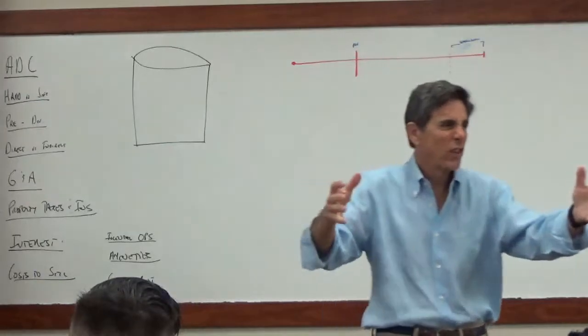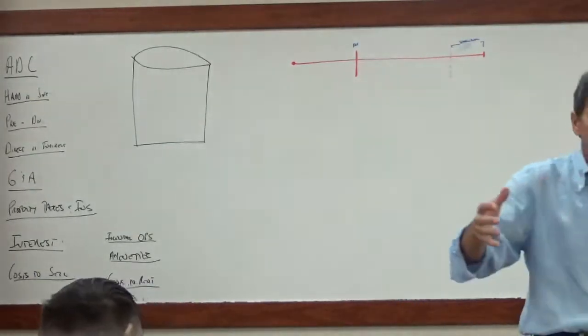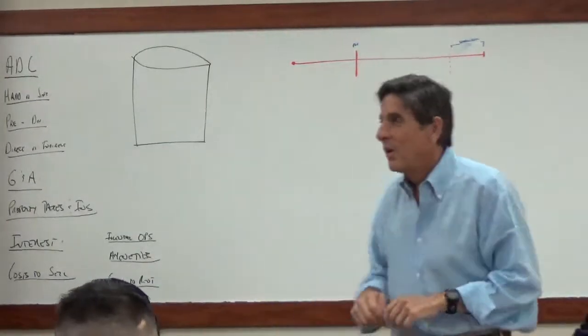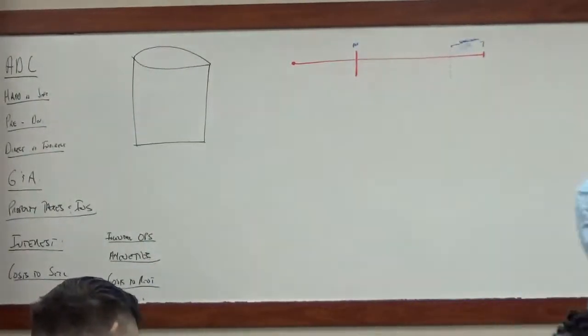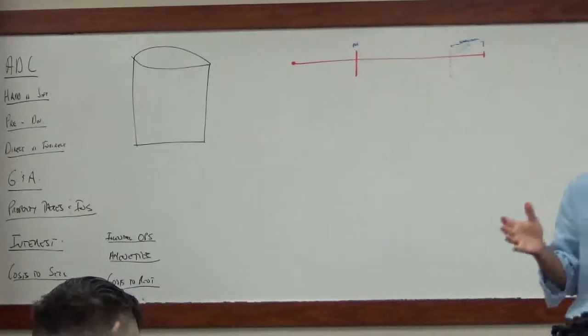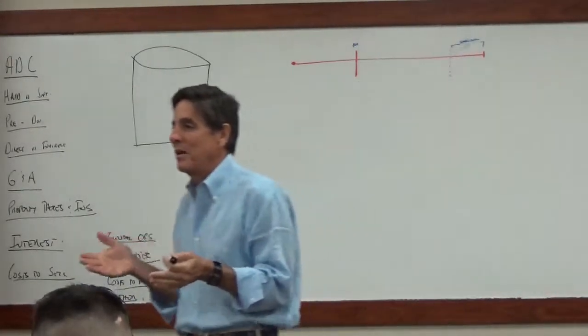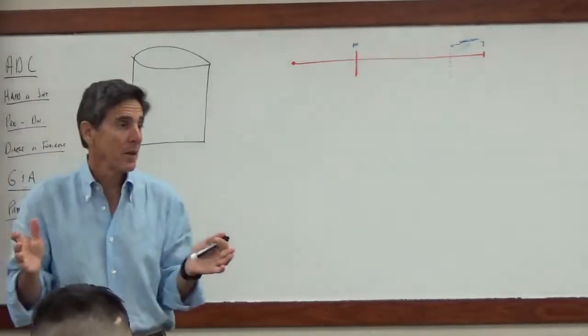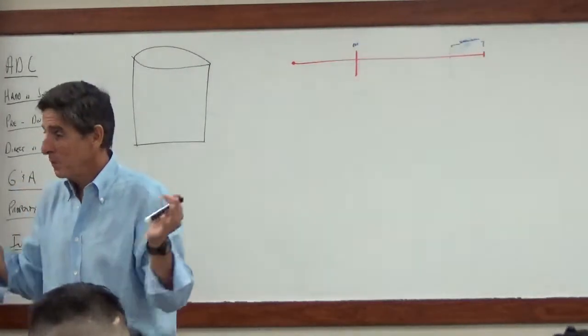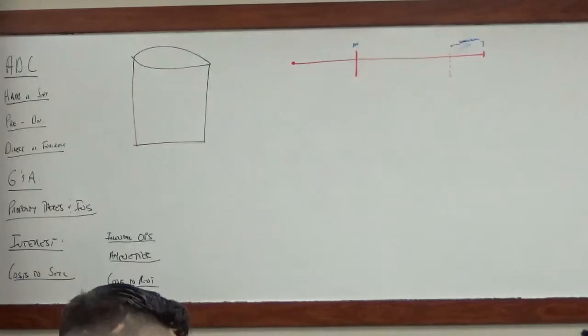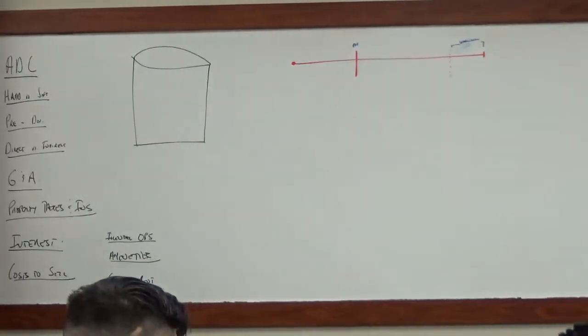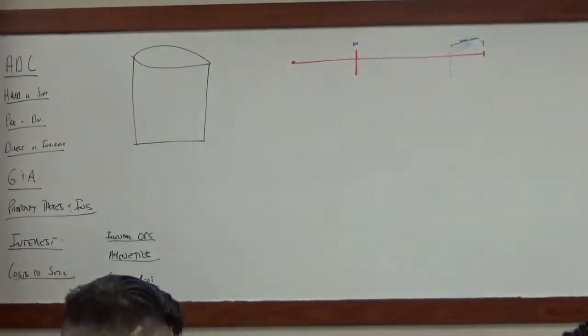Let's do a little quiz so we can figure out how interest rates are composed. So I want to borrow money from you. I want to borrow $1,000 from everybody in this class. Okay? I'm going to pay you back in a year. How much do you want me to pay you back in a year? Well, how much? Give me a number.